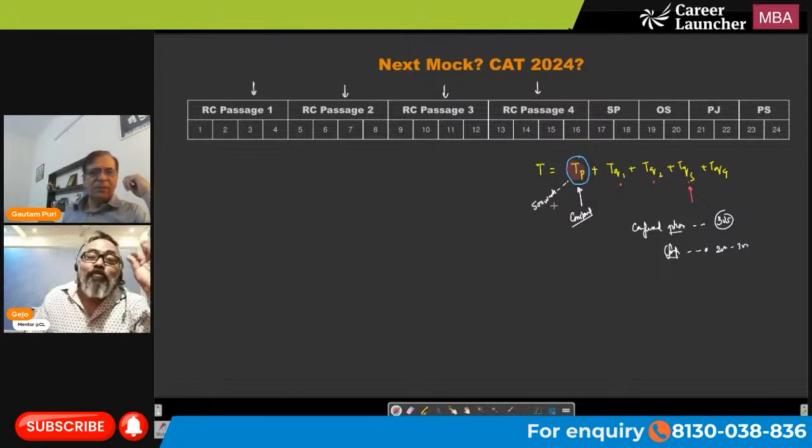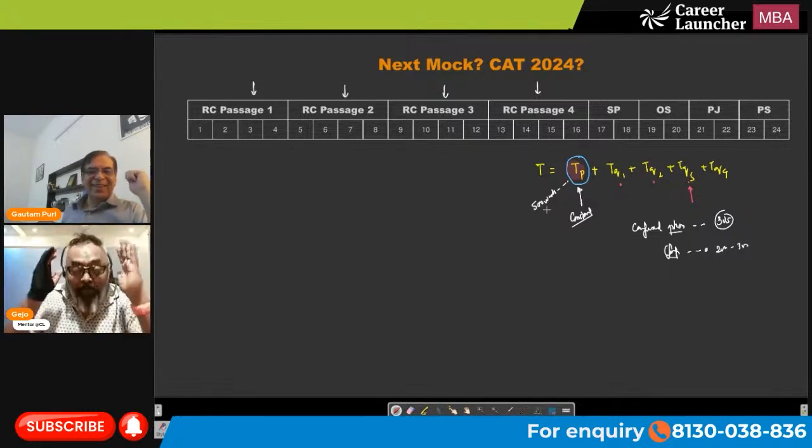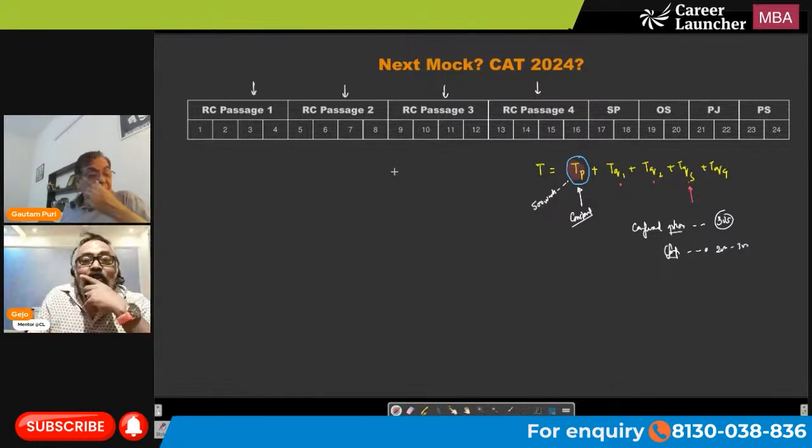Five minutes for 100 words per minute. Matlab ye slow hai, but it's not like huge. So 5 minutes per passage. And in the AV, I'm sure if the students check their normal reading speed, they'll find it is in excess of 250 words per minute. 250 वर्ड से 2-3 मिनट में हो जाएगा.